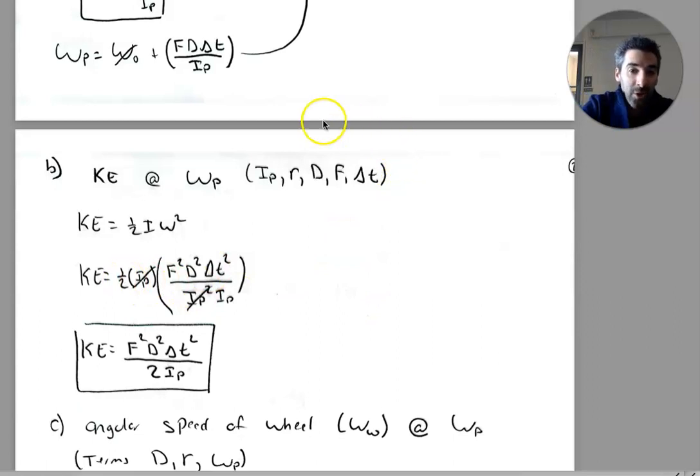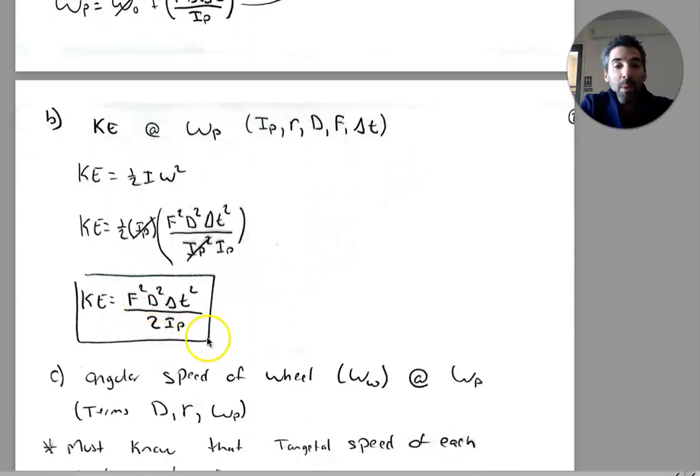Again, in the terms that we're looking for, I have kinetic energy in terms of force, distance, that is a delta t squared. I was very specific because they actually said delta t over the moment of inertia of the platform, 2 of that, or 1/2 times that whole thing.